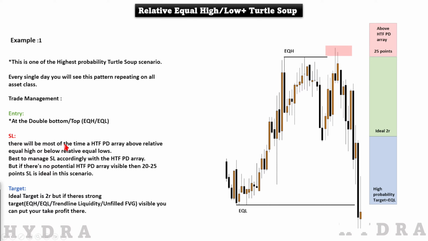Stop loss management: there will be most of the time a higher time frame PDA above relative equal highs or below relative equal lows. Most of the time you will see that there is a higher time frame PD array. So on what time frame will you look for this PD array?